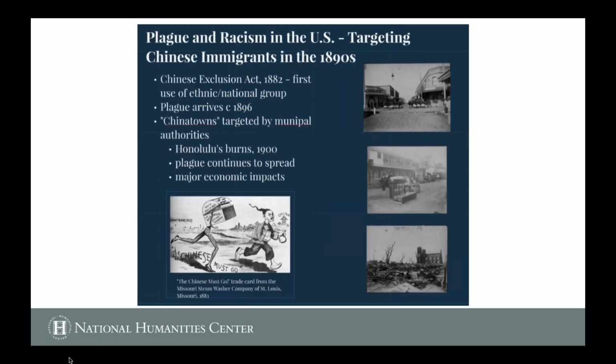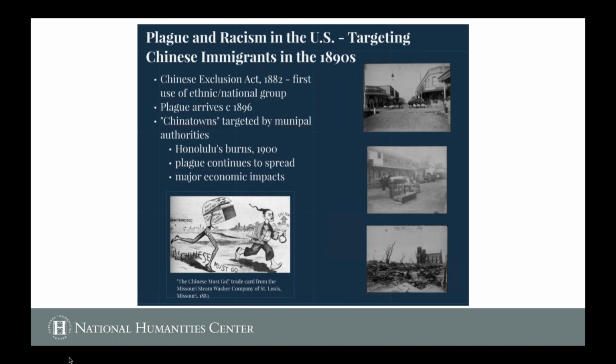The third pandemic of plague starts in the 1890s and starts to circulate globally. It's understood as emerging out of Eastern Asia, but it's hopping among port cities in short order. It arrives on the West Coast in the 1890s, and we see Chinatowns targeted by municipal authorities in San Francisco and in Honolulu. These images on the right-hand side are of Honolulu's Chinatown, an area where 40,000 people lived and worked.